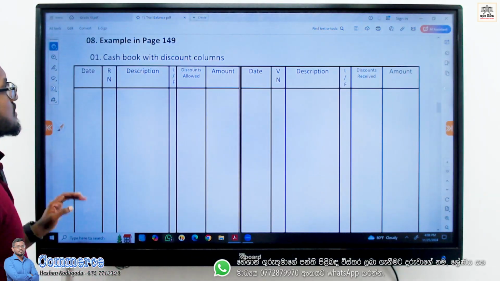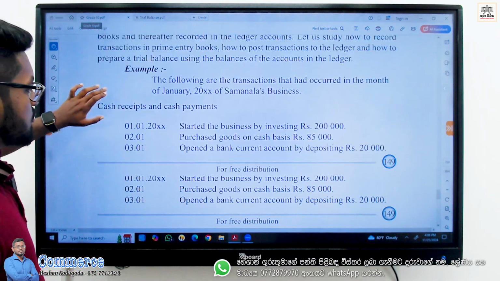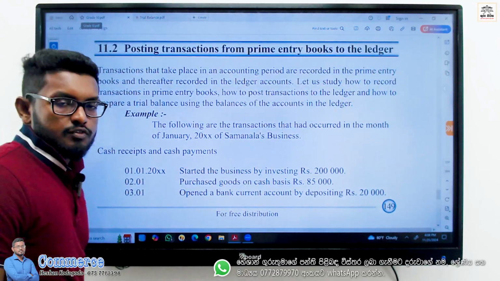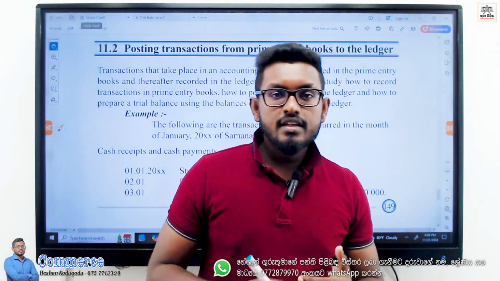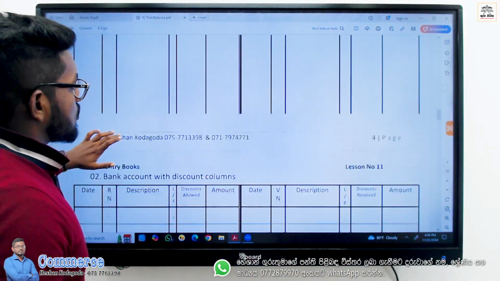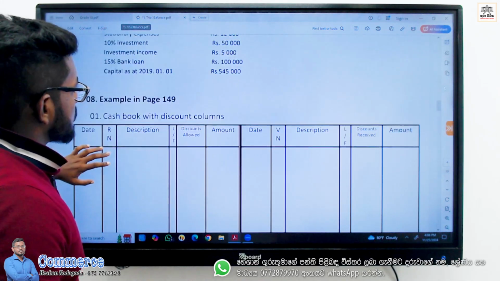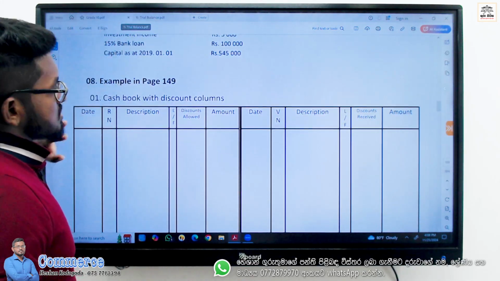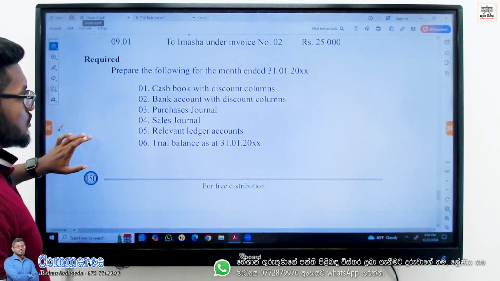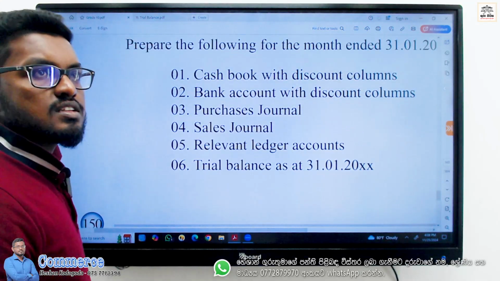Okay, let's go to the example on page number 194. In my tute, I kept space to do the work. You can see the structures are already there: cash book with the discounts column. First of all, before reading the question, just see the requirements here.